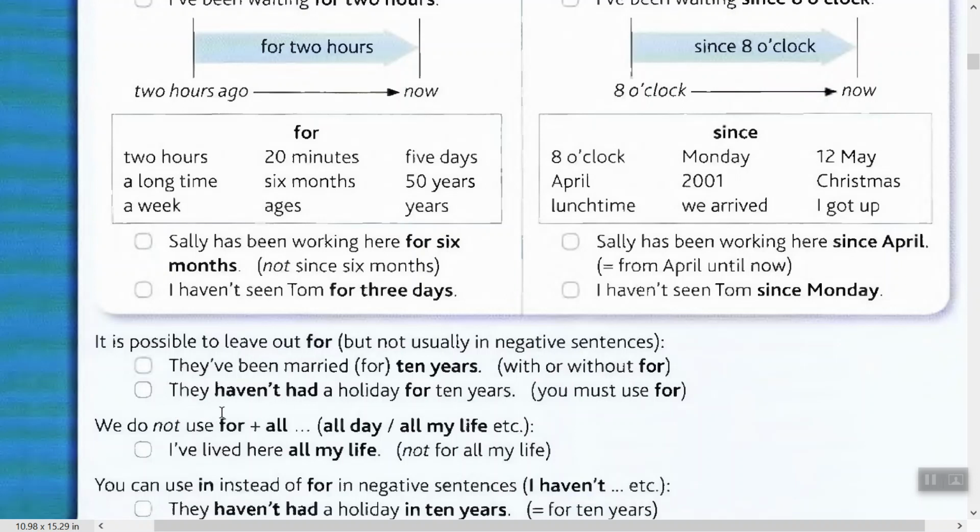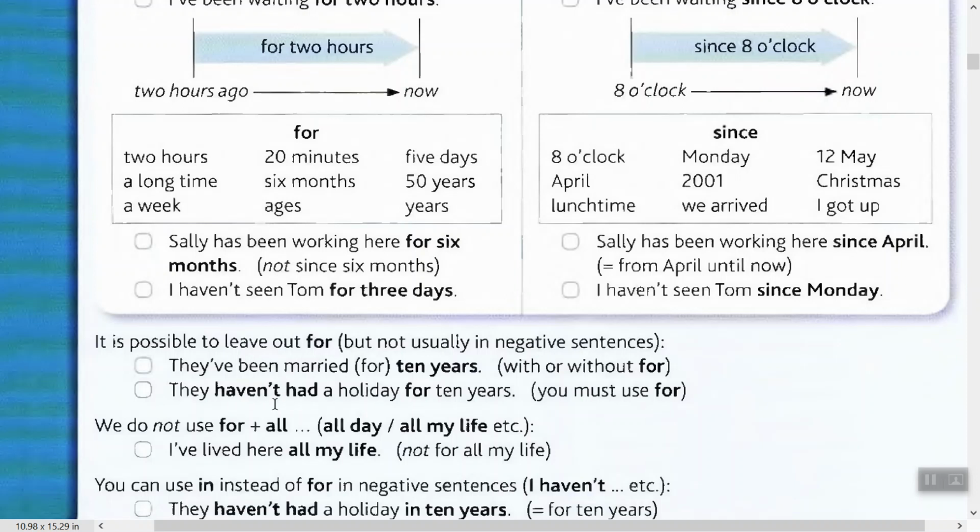Number 2, note number 2, the sentence is negative. Here we have a negative sentence. When the sentence is negative, you must use for. So it is obligatory. Obligatory means mandatory, optional means a choice. Obligatory in the second note. It is what? Obligatory. Why is it obligatory? Because we have not here, because the sentence is negative.